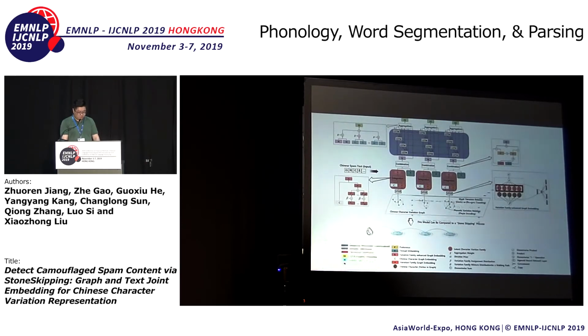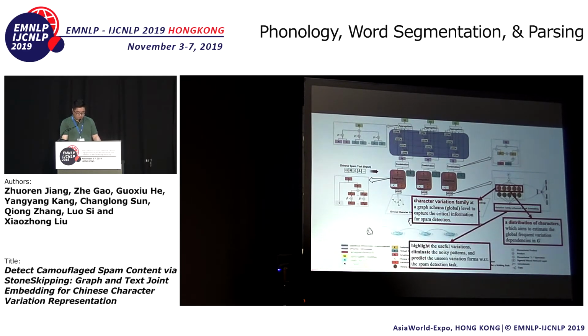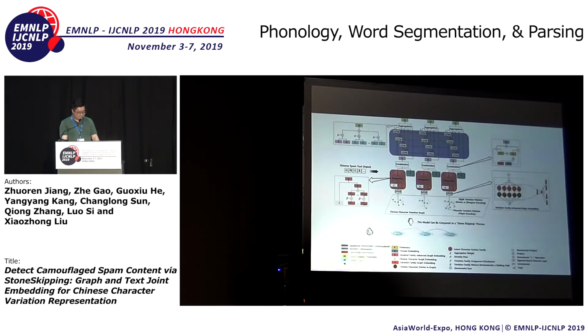We introduce a set of latent variables named character variation families. Each family is a distribution of characters which aims to estimate the global frequency variation dependency in the graph. And by learning the variation family, the embedding method is able to highlight the useful variations, eliminating the noisy patterns and predicting the unseen variation forms with respect to the task.